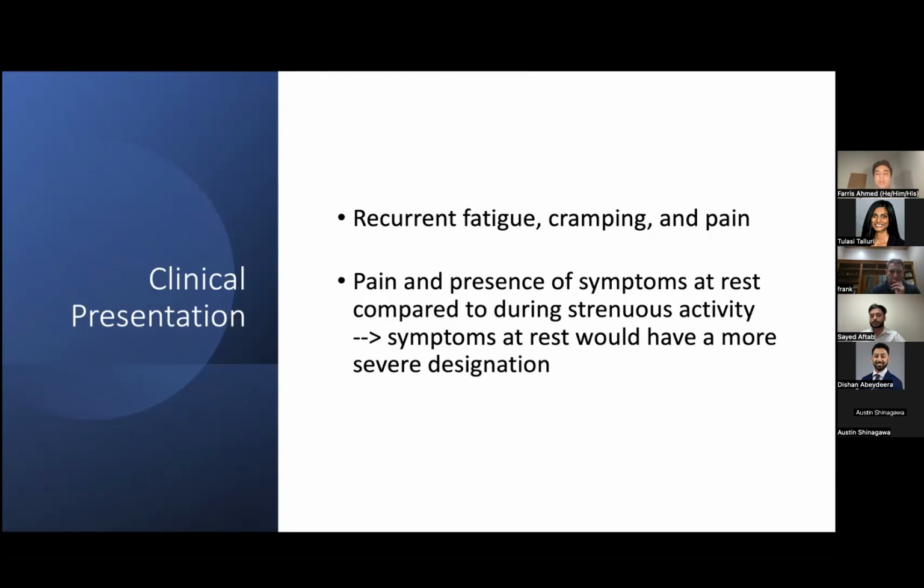In terms of clinical presentation, you're going to see recurrent fatigue, cramping, and pain. That's because of the lack of blood flow there. There is also pain and presence of symptoms at rest, which is the case at a higher classification of CLI. So at stages like 4, 5, and 6, you're going to have pain at rest, possible ulcers and gangrene because of that tissue damage.